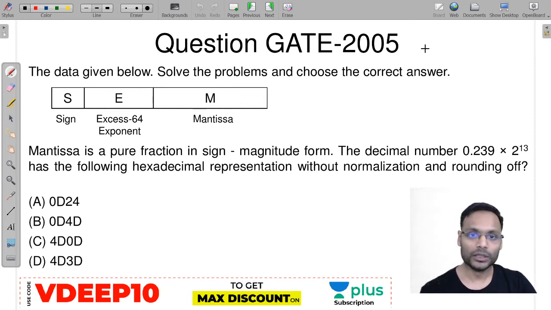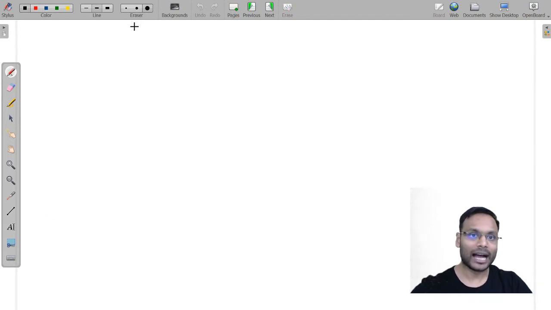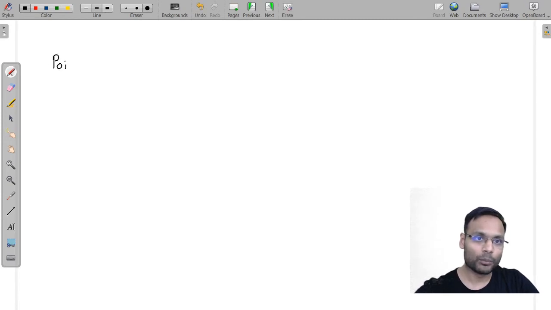So this is a GATE question we have for you. This is a very special question, but before we solve the question, I want to give you a few specific points to remember.